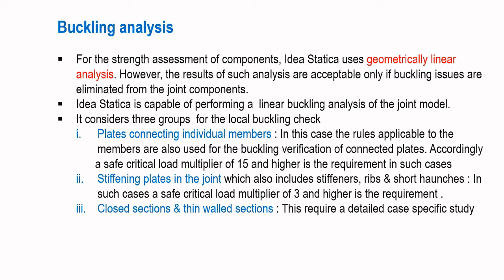Group 2 considers stiffening plates in the joints, which also includes stiffeners, ribs, and short hinges. In such cases, a safe critical load multiplier of 3 and higher is the requirement. Finally, the third group consists of the closed sections and thin-walled sections, which requires a detailed case-specific study.